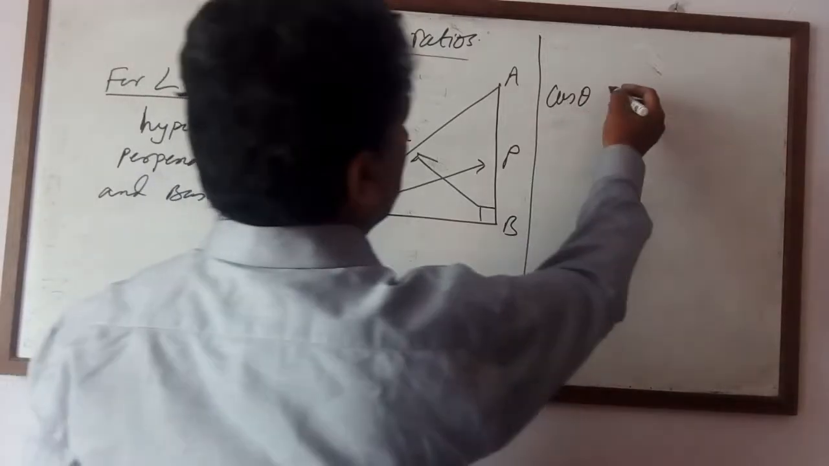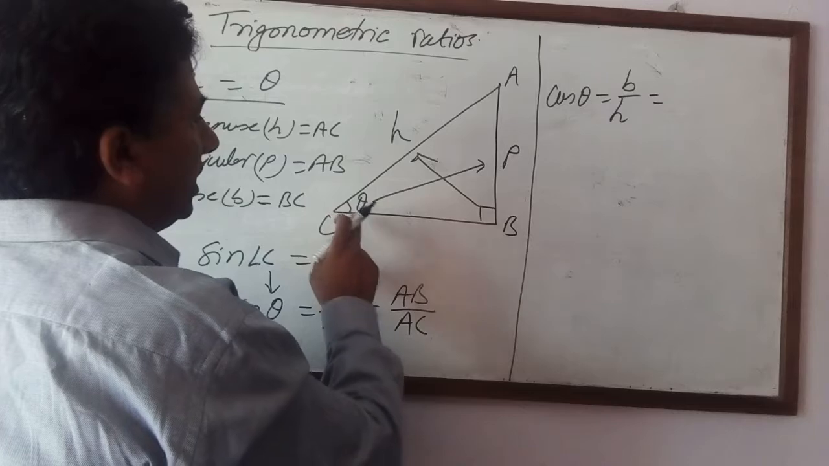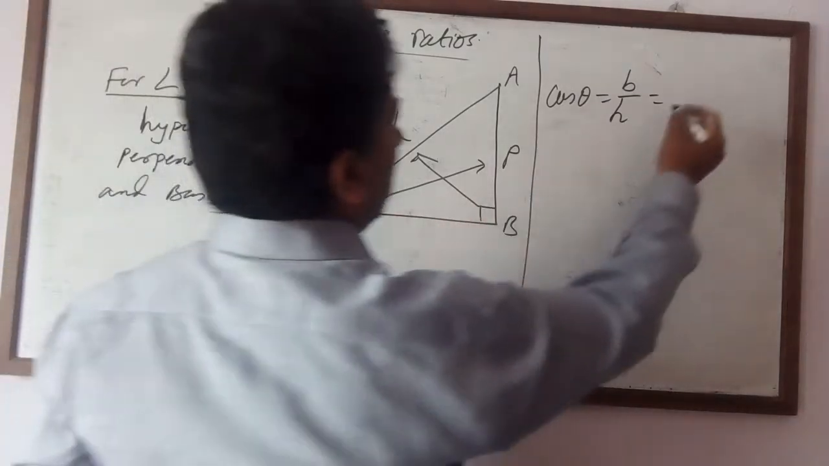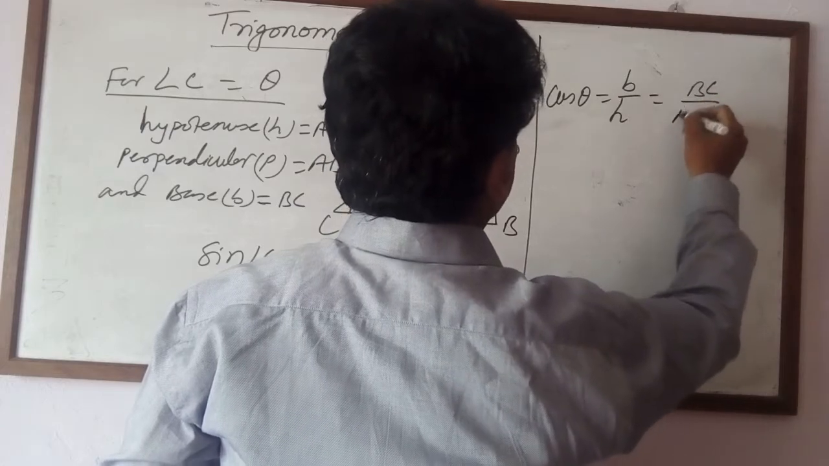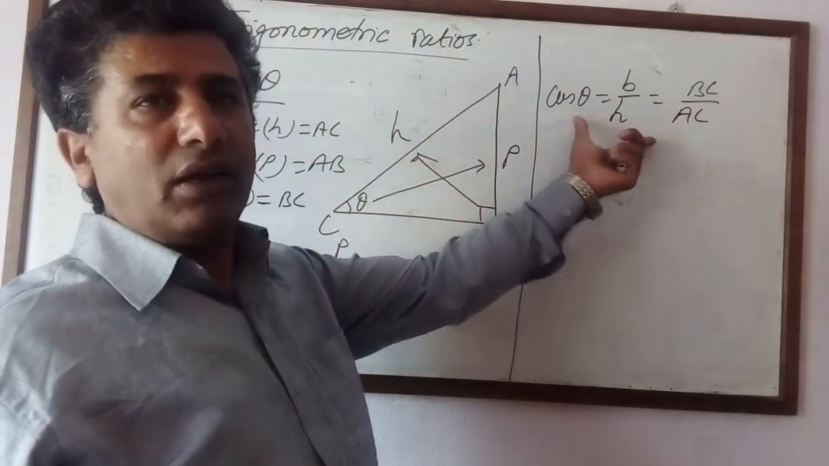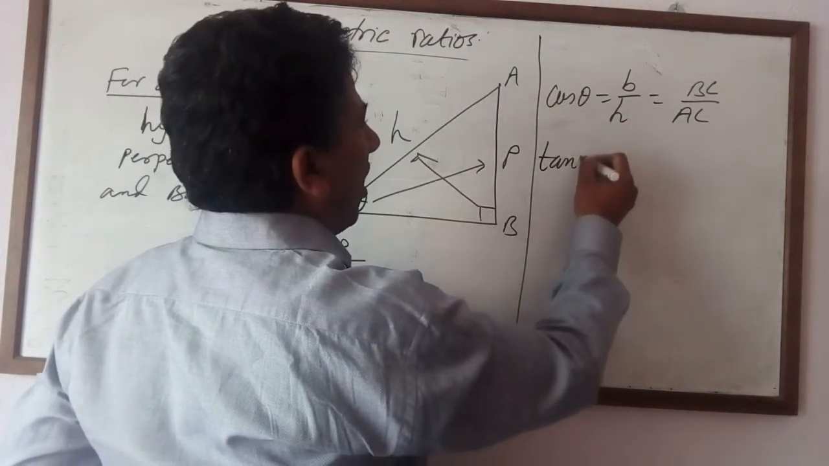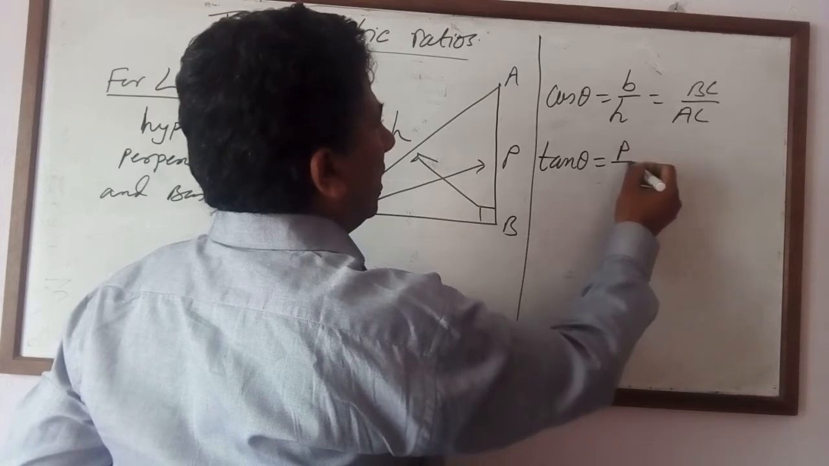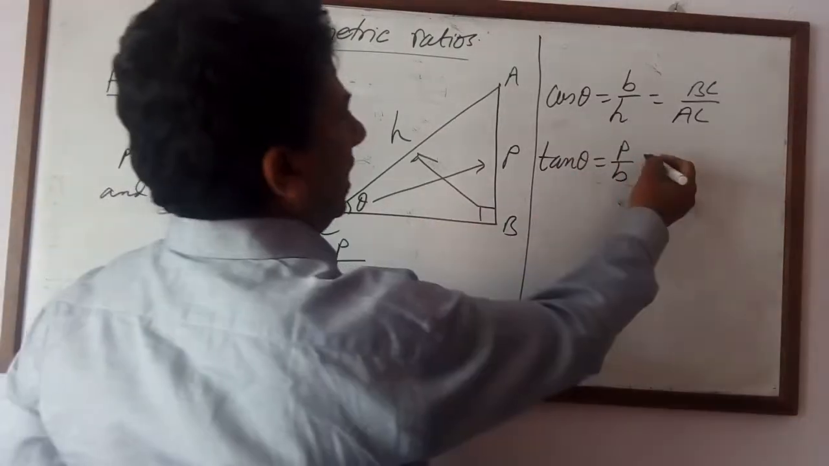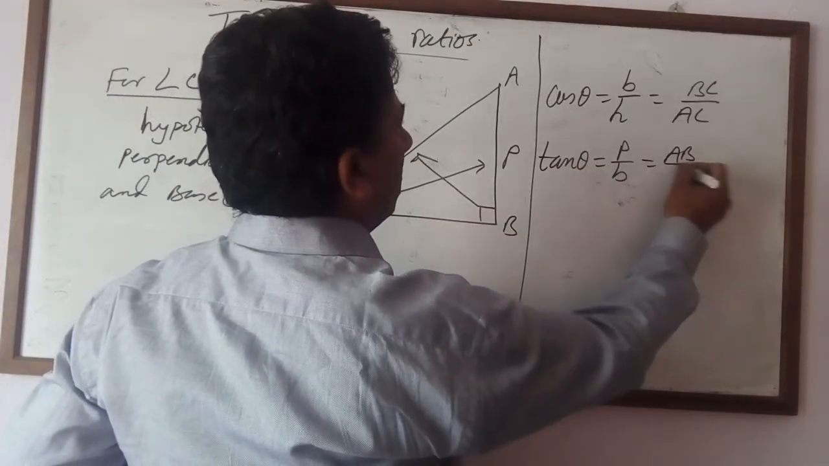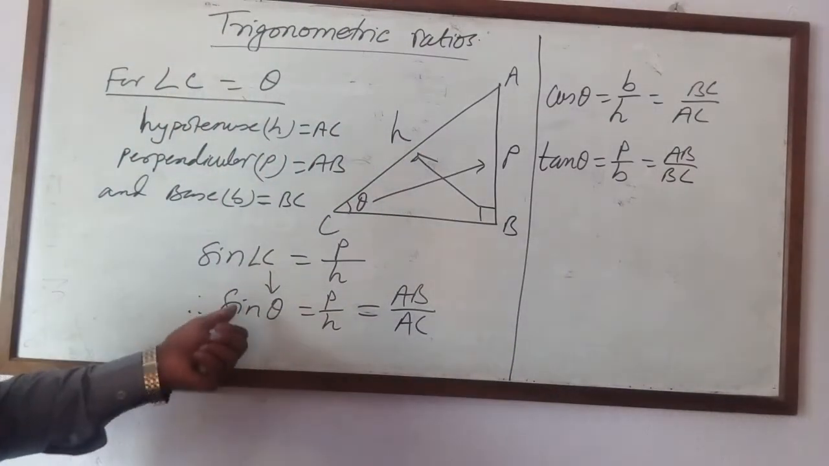Now cos, what is the ratio of cos? B by H. Which side is B for this theta? B means BC, and hypotenuse means AC. Now we wrote the trigonometric ratio of cos also. Then next one is tan theta. Tan theta, P by B. Which one is P for tan theta? P means AB. AB side is perpendicular. Base means BC. Now we wrote this sine, cos, tan.